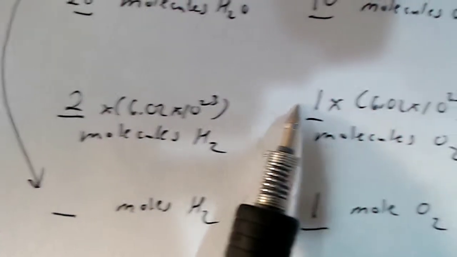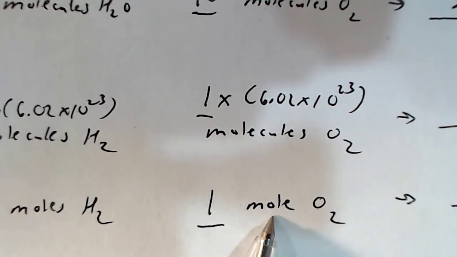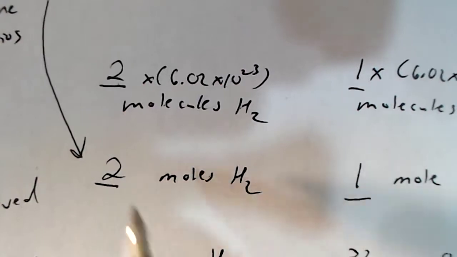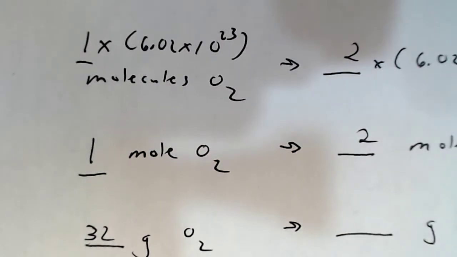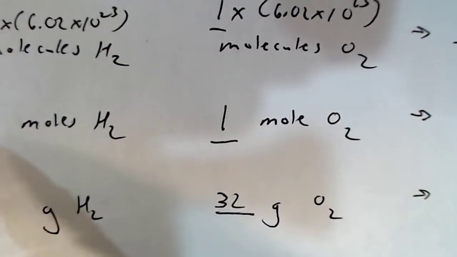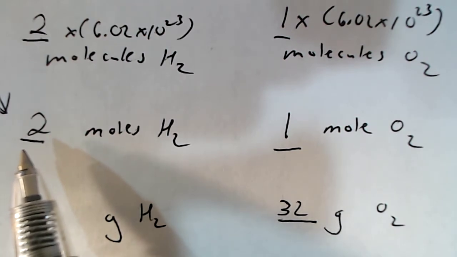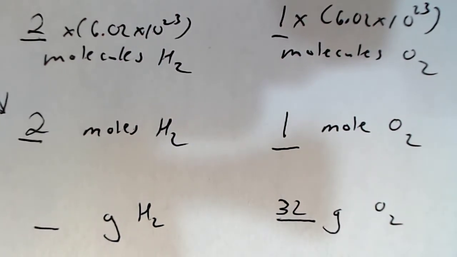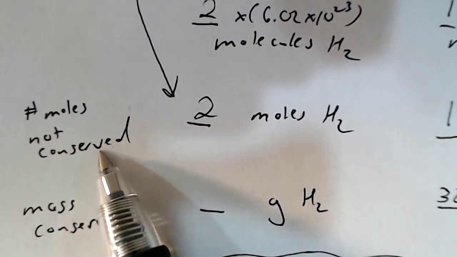You see, this 1 times 6.02 times 10 to the 23 is 1 mole, because a mole is 6.02 times 10 to the 23 of something. So when 1 mole of O2 reacts, there are 2 moles of H2 reacting and 2 moles of H2O being formed. That's kind of a key point here. In the balanced chemical equation, those coefficients stand for the number of molecules versus each other, or moles versus each other. So we should see that oftentimes the number of moles of substance are not conserved.